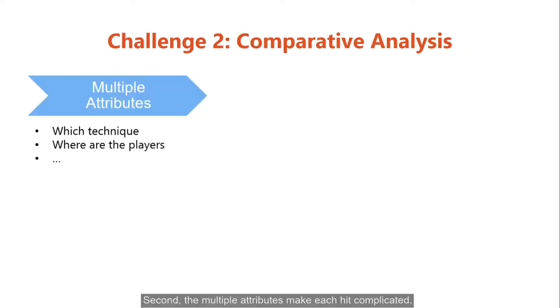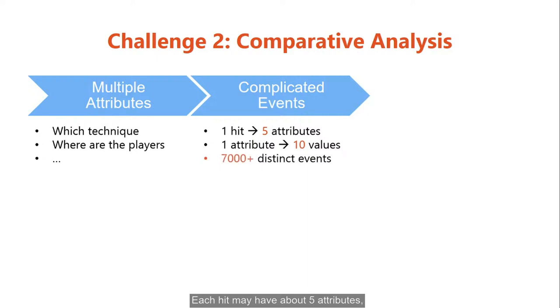Second, the multiple attributes make each hit complicated. Each hit may have about 5 attributes, and each attribute may have about 10 optional values. There may be more than 7,000 distinct events.